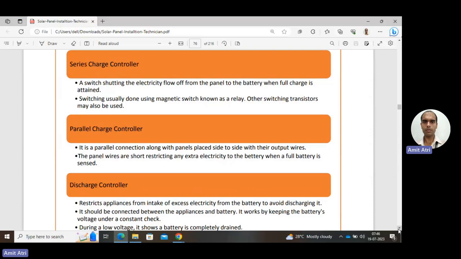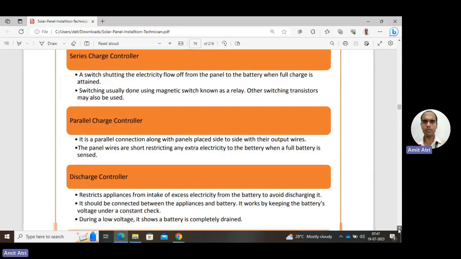The next one is the parallel charge controller. This parallel charge controller is connected along with the panels, placed side by side with their output wires. So it will not open circuit, it will short circuit. The series charge controller will open circuit, it will open the series path. The parallel charge controller, as it is connected in parallel, will short the path. So charge will not go to the battery. Instead, it will flow through this parallel path.